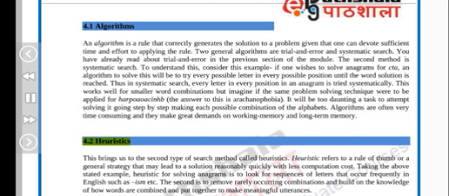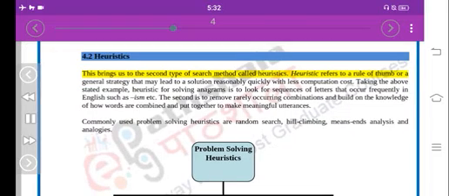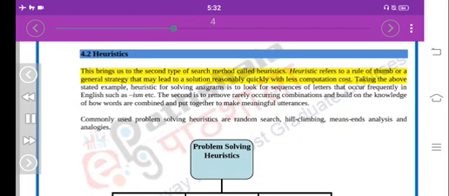4.2 Heuristics. This brings us to the second type of search method called heuristics. Heuristic refers to a rule of thumb or a general strategy that may lead to a solution reasonably quickly with less computation cost. Taking the above stated example, heuristic for solving anagrams is to look for sequences of letters that occur frequently in English such as ism, etc. The second is to remove rarely occurring combinations and build on the knowledge of how words are combined and put together to make meaningful utterances.